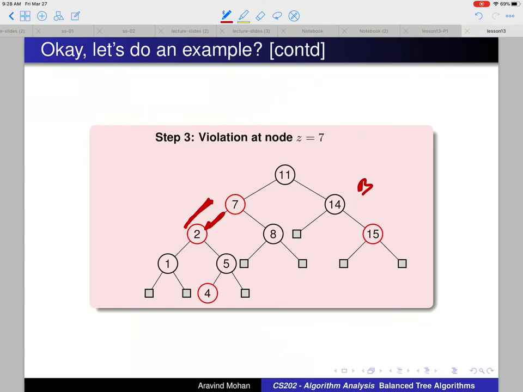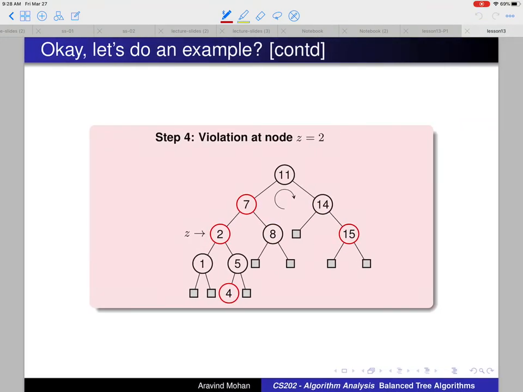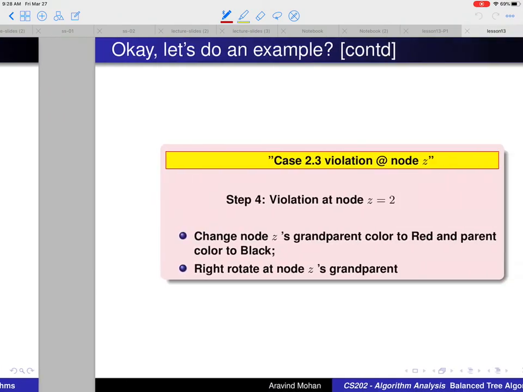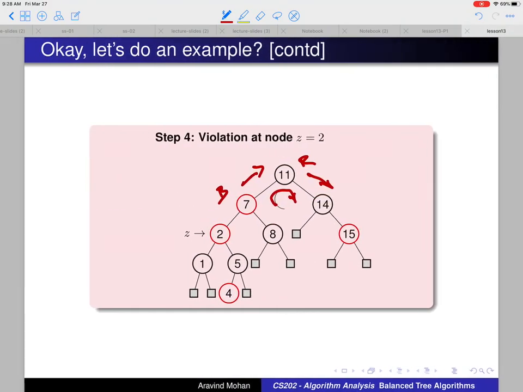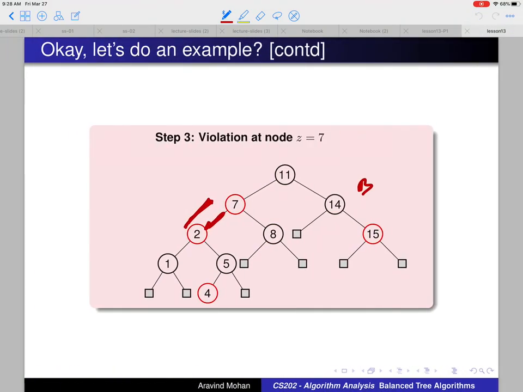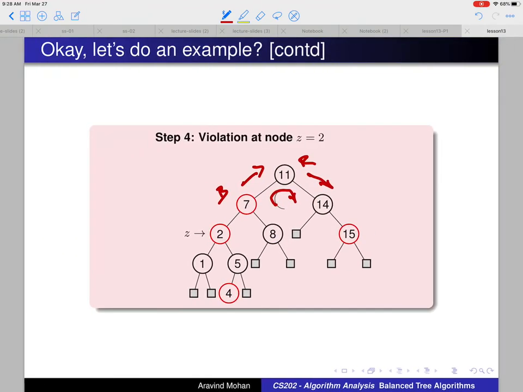Right? So case 2.3 simply means we are going to change the color of the parent to black, and then the grandparent becomes red, and then we right rotate them, right? So meaning 11 goes down, 7 goes up. So you can see at this point we are able to perform all those operations very well.